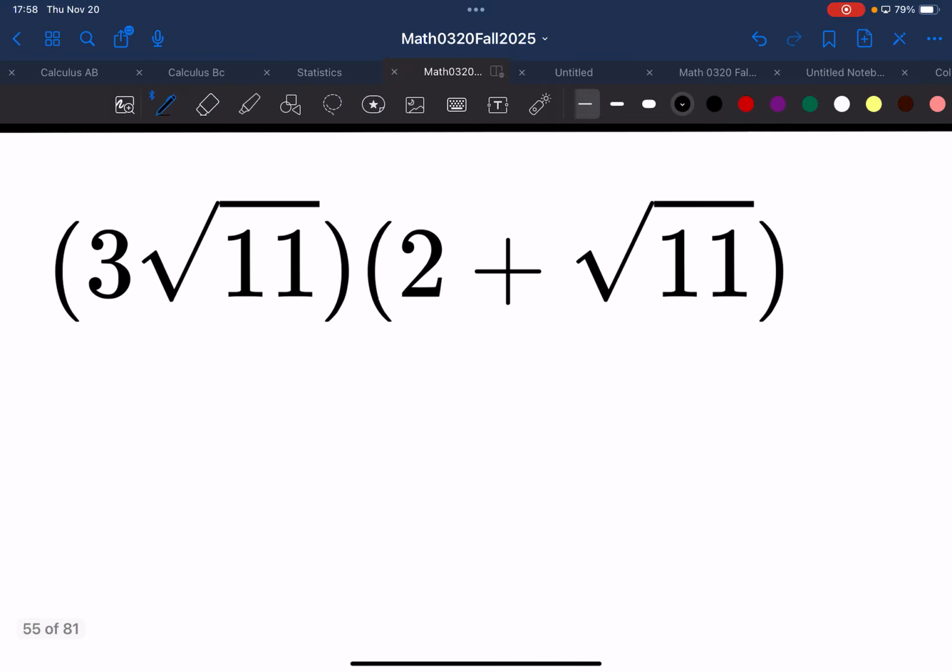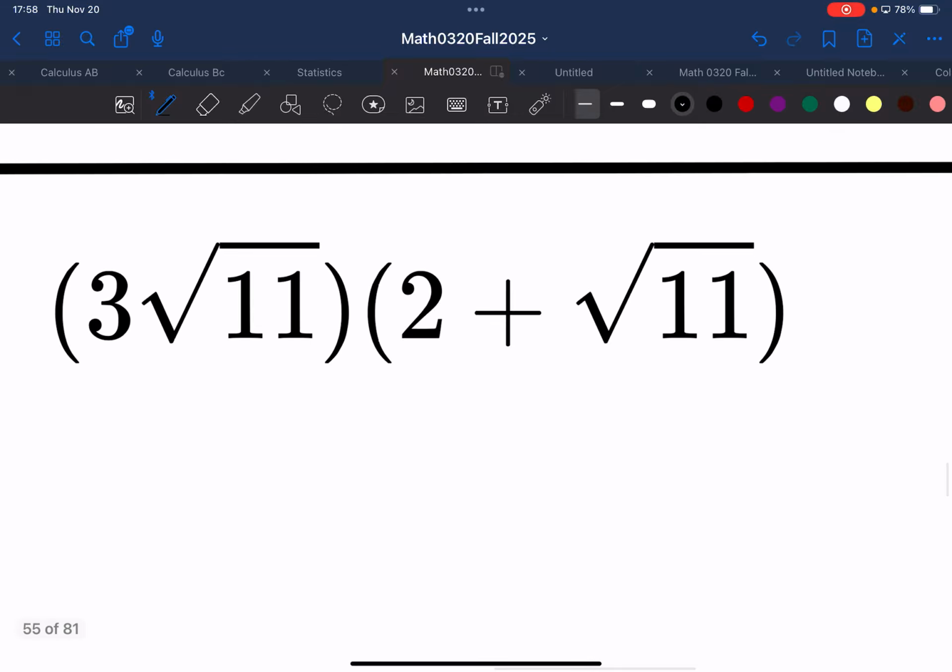Okay, so now we have something a little different here. Notice that it's not just 2 radicals being multiplied. We have a 2 plus in the other parentheses. So what we're doing here is we're going to distribute the 3 square roots of 11. So I'm going to multiply that by the 2, and then I'm going to multiply that by square root of 11.